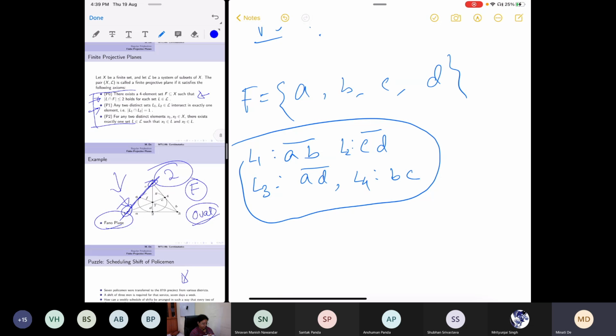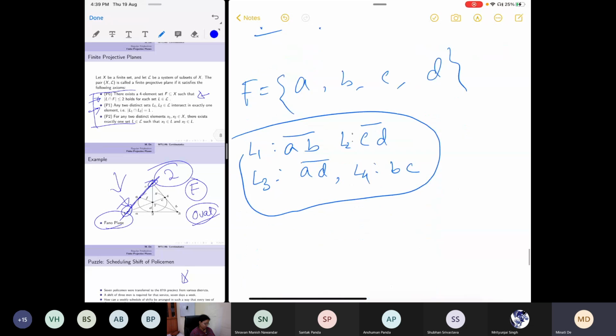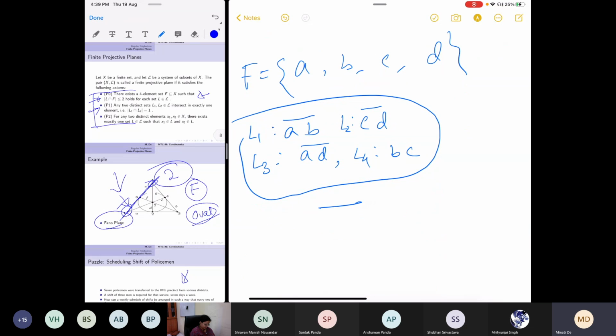Why so? If that is the case, why is it so? If you consider any, okay, so let's say this is my AB, this is my CD, this is my AD, and this is my BC. Okay, so this is the picture. I draw the picture also for you. Now, can you tell me why this is so? That no 3 of these are passing through one point. Why is this true?